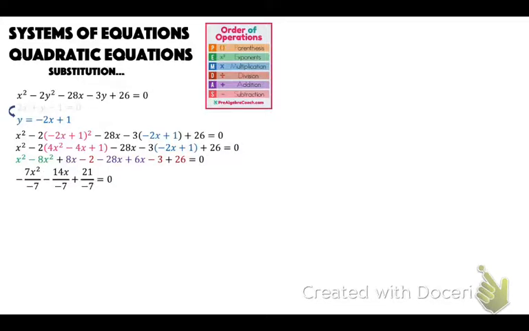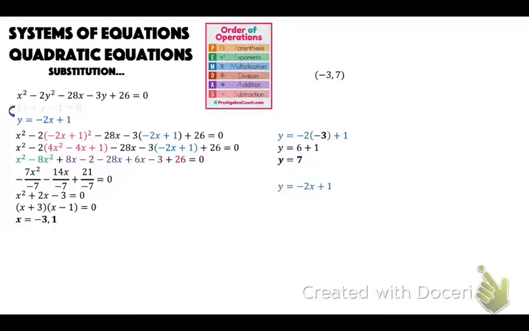Divide by that negative 7, you get x squared plus 2x minus 3. So that's going to be x plus 3, x minus 1, if you factor it. So x equals negative 3 and x equals positive 1. So again, we're going to have two answers for this one. So I'm going to plug that in now for the bottom equation. So I'm going to plug negative 3 in first, which you get 6 plus 1, which is 7. So our first ordered pair is negative 3, 7. Then I'm going to plug in the 1, so negative 2 times 1 plus 1 is negative 2 plus 1, which is negative 1. So then the second ordered pair is 1 comma negative 1. Okay.